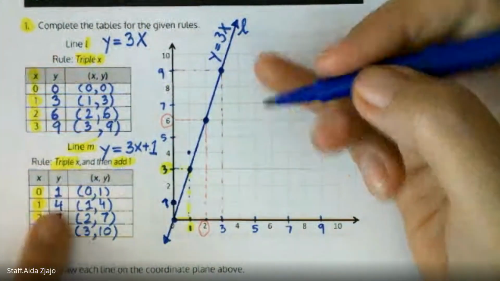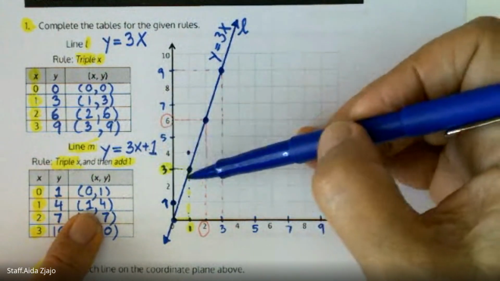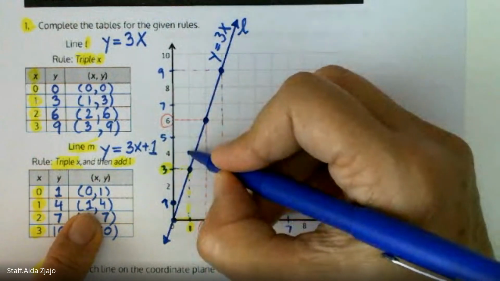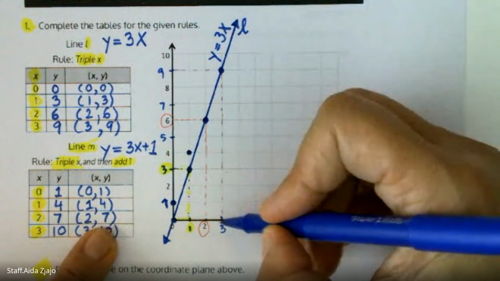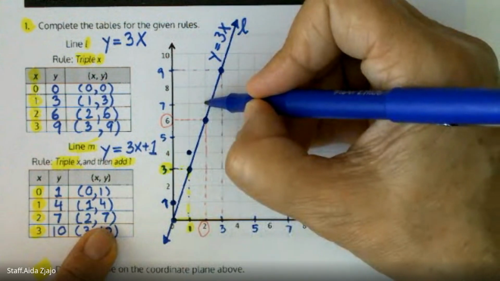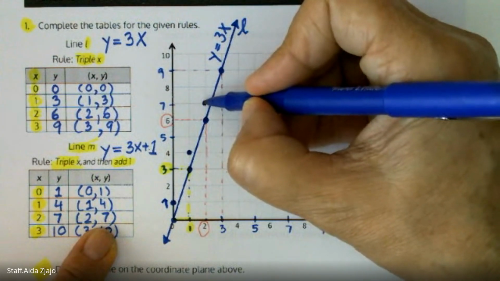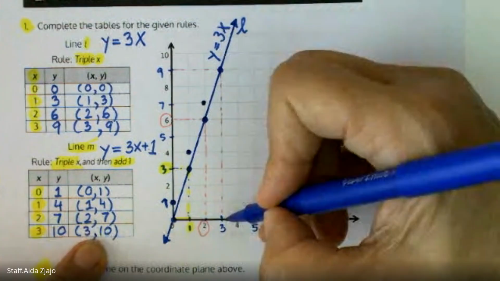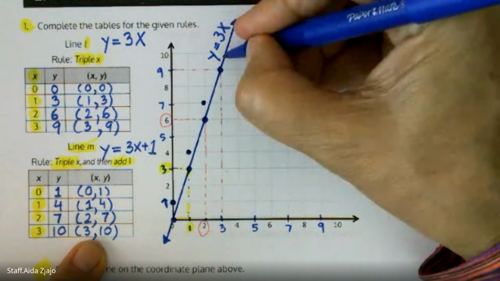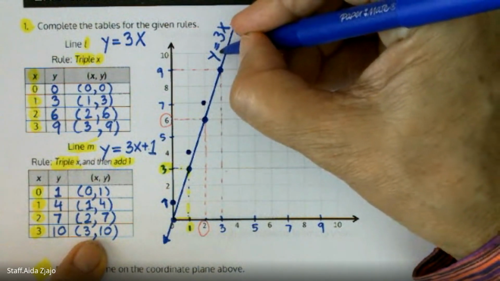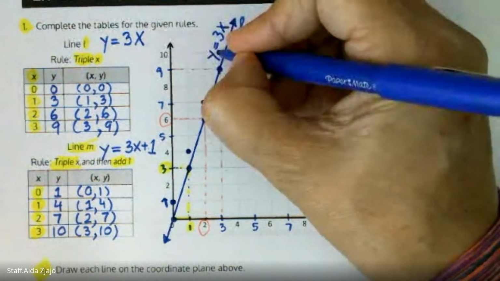Okay, x is 1 and y is 4. All right, I got that here. Next is 2, 7. It's right here. Okay, next is 3, 10. 3, 10 is about right here. Okay, so here are the points.